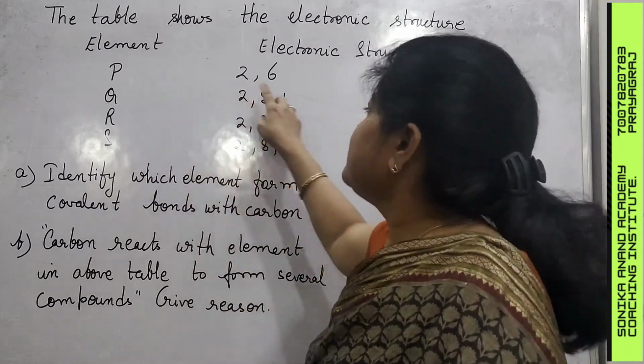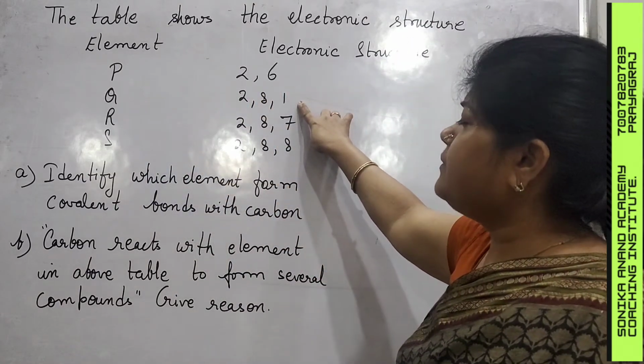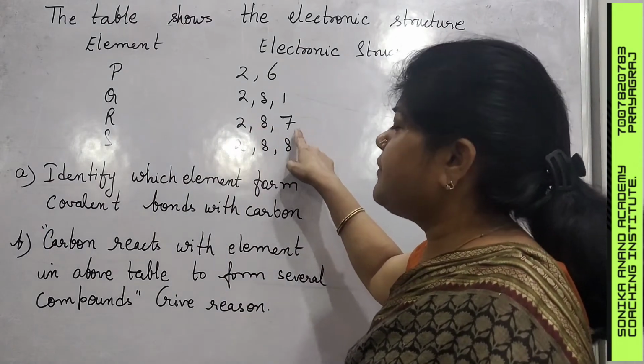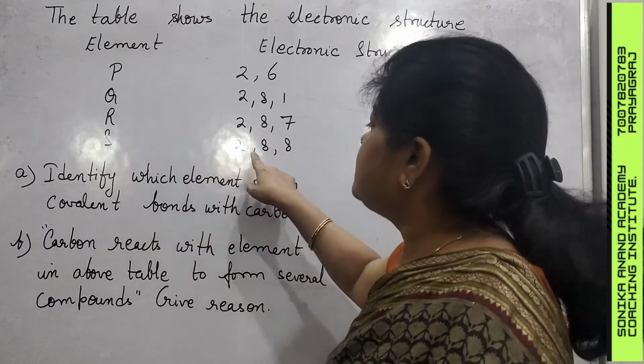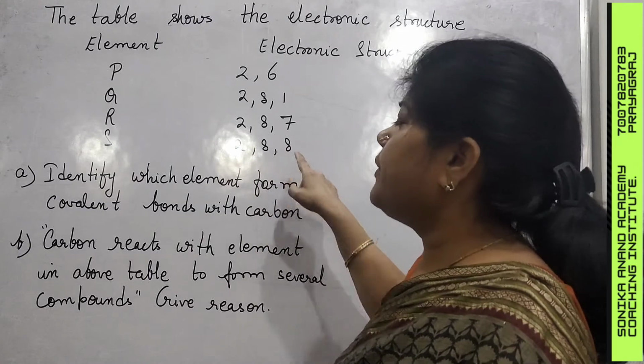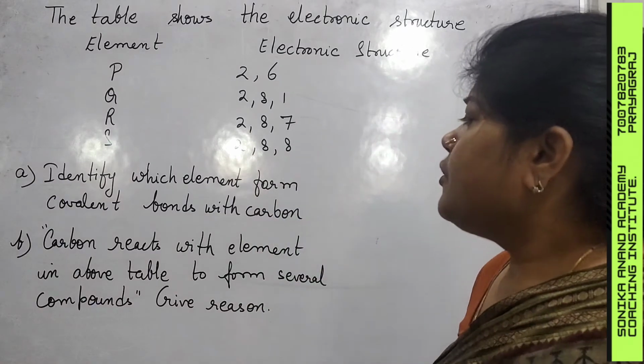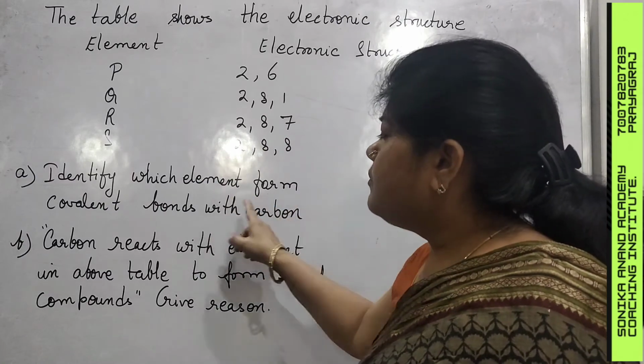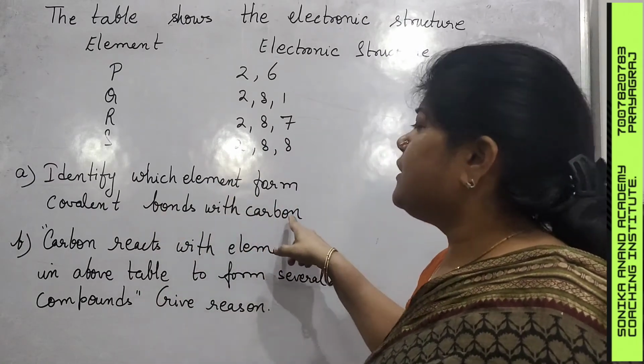Element Q has electronic structure 2, 8, 1. Element R has electronic structure 2, 8, 7. And element S has electronic structure 2, 8, 8. Now we have a question. Identify which element forms covalent bonds with the carbon.